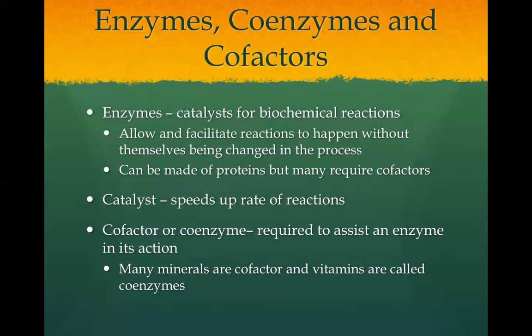So what are enzymes and coenzymes? Enzymes are catalysts for biological reactions or biochemical reactions, and they allow reactions to occur without being destroyed or changed themselves. We'll see a picture of an enzyme coming up. Most enzymes are made of proteins. However, they usually need a coenzyme or cofactor to allow that enzyme to work. And so usually the cofactors or coenzymes are vitamins or minerals. And enzymes are really important to metabolism. Without enzymes, we would not be able to break down carbs, lipids, or proteins to generate energy.